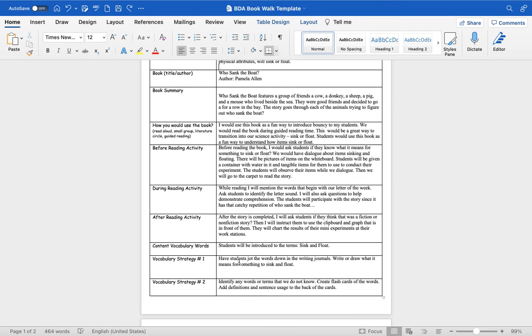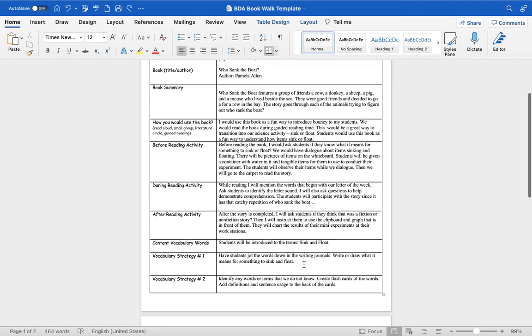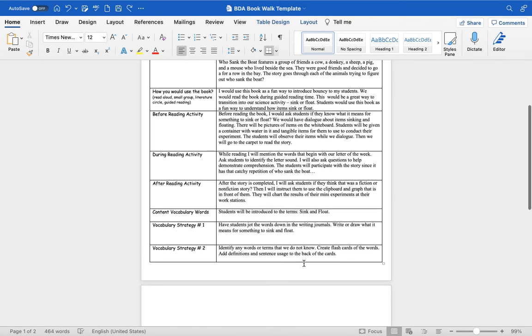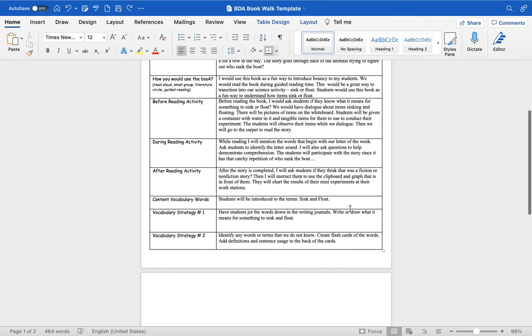I will also have the students jot down words in their writing journals, or they'll write or draw what it means for something to sink or float. Everybody is somewhere different developmentally. So those who are able to write a sentence, I'll encourage them to write. Those who are unable to write, I'll encourage them to draw what they think it means for an item to sink or for something to float.